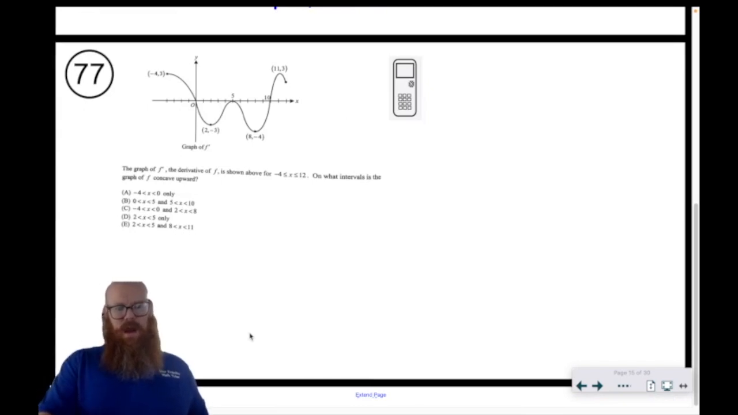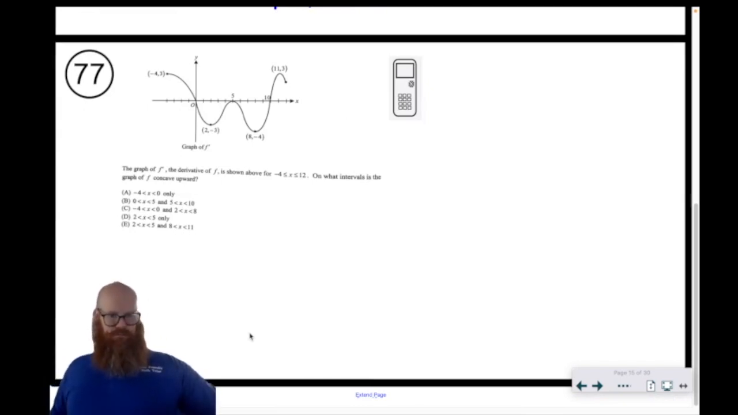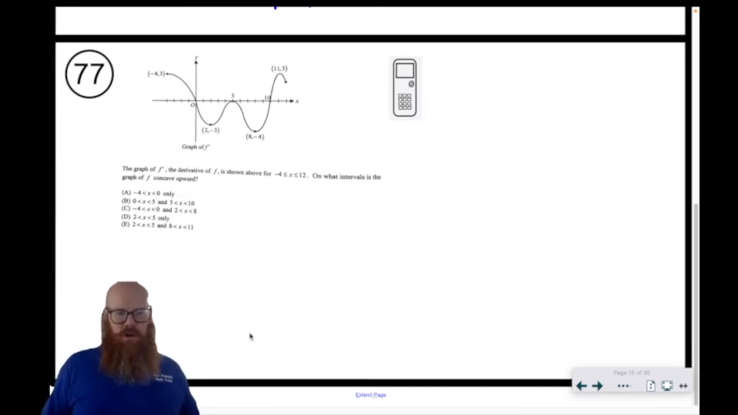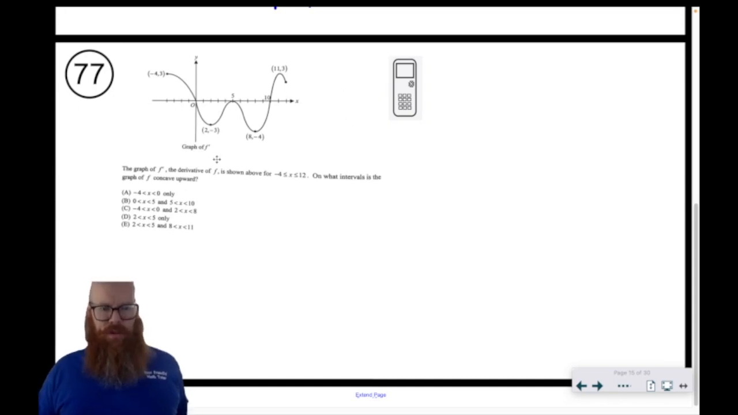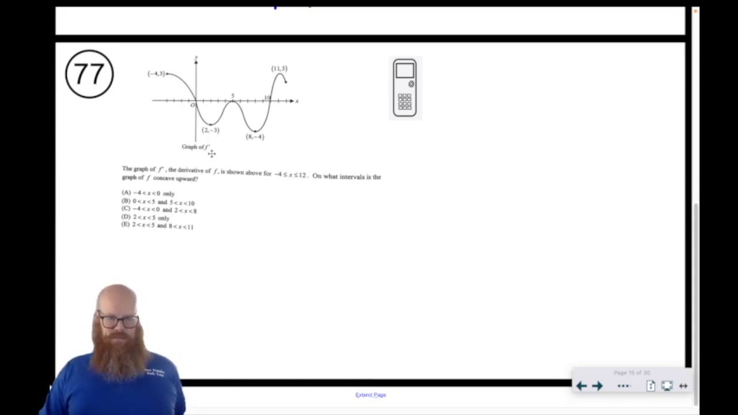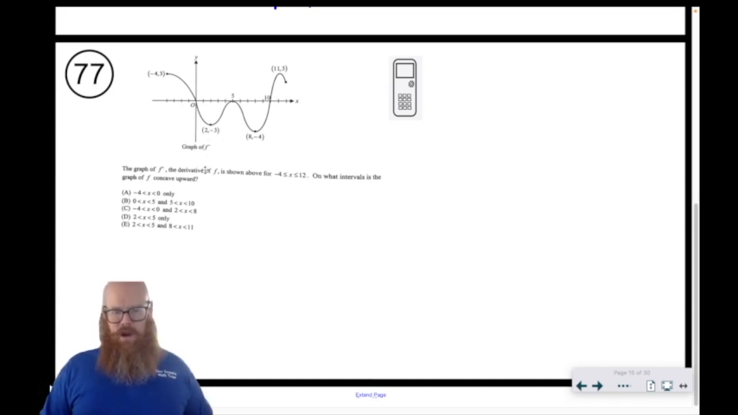All right, number 77. What we have here is: on what intervals is the graph concave up? So we always have to question what type of graph we are looking at. We are looking at the graph of the derivative, and we want to know where the original is concave up. So f is concave up.